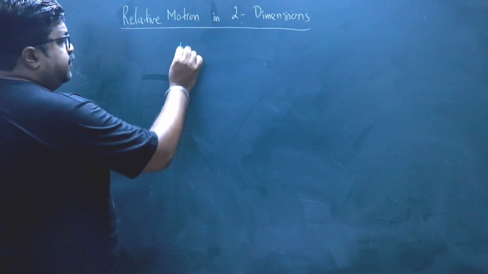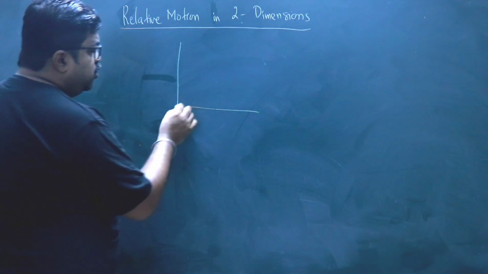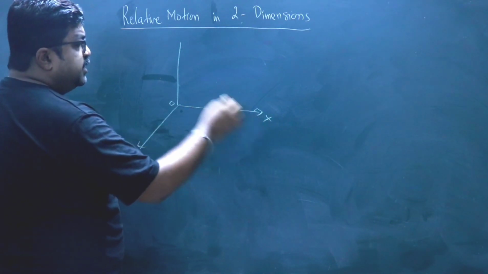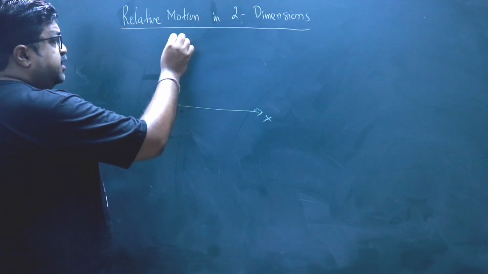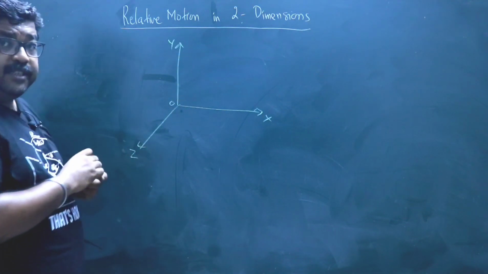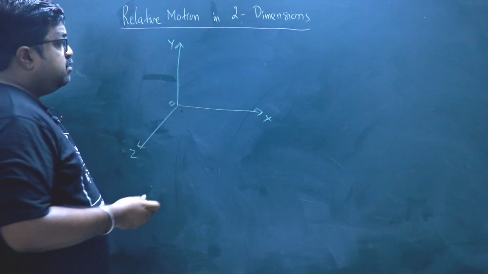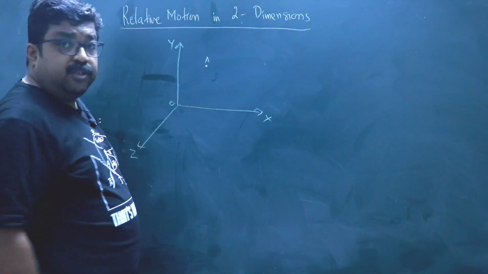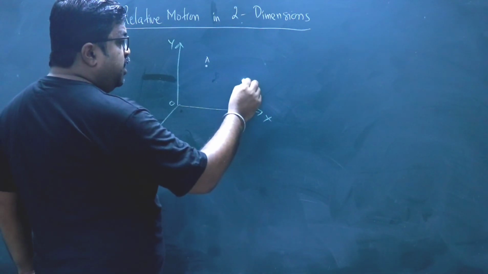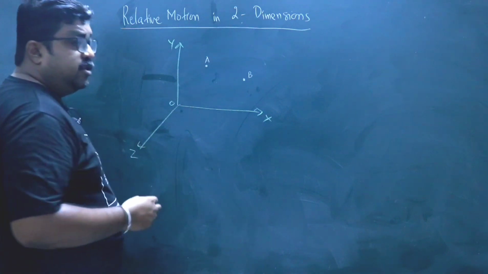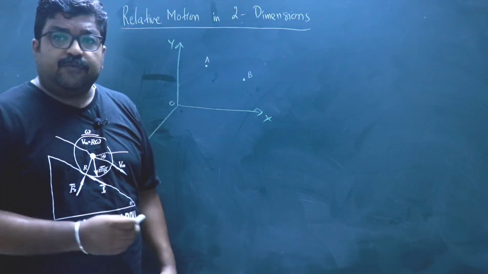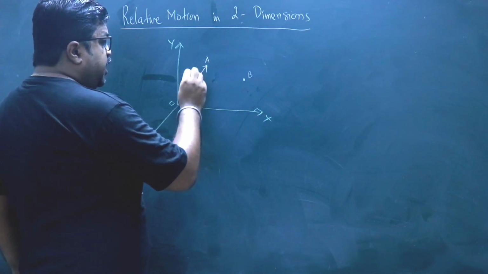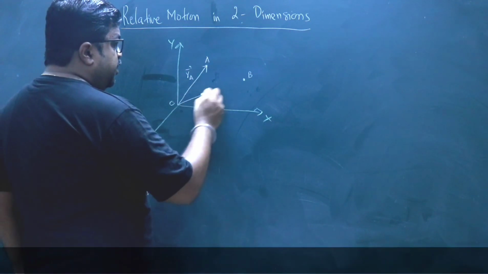Now suppose you have a Cartesian coordinate system wherein this is origin, this is x-axis, this is y-axis and this is z-axis. Okay, and suppose object A is at this particular position and object B is at this particular position. Now how do we define the position of A and B? By drawing position vectors RA and RB.